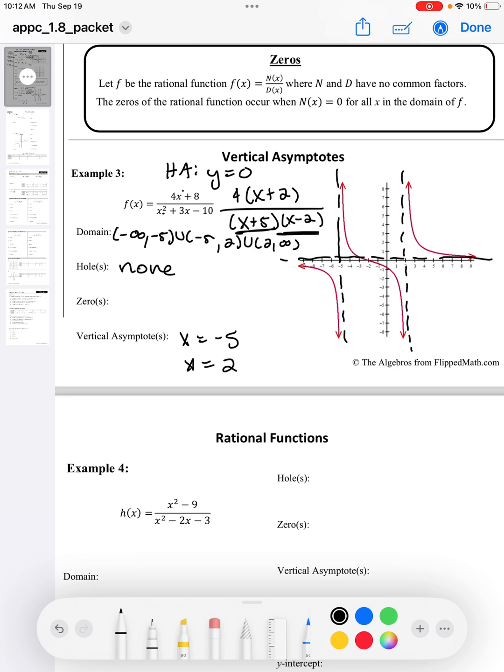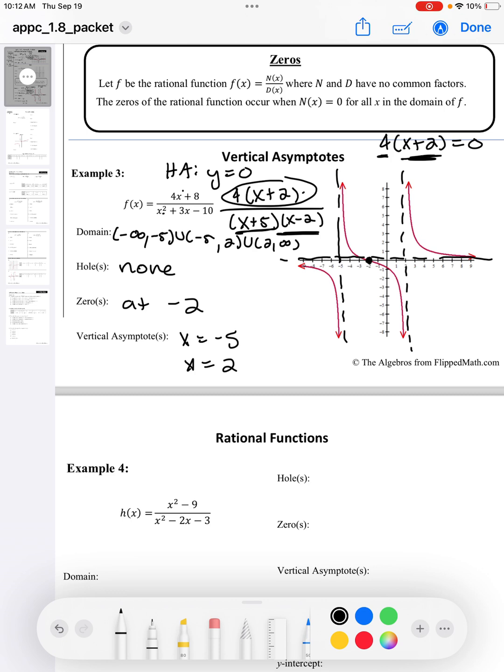And for the zeros, you set the numerator equal to 0. So I'm going to take that guy, set him equal to 0. 4 does not tell us anything. So x plus 2, that tells us that there's a, sorry, I didn't mean to say hole, a 0 at -2, and that checks out.